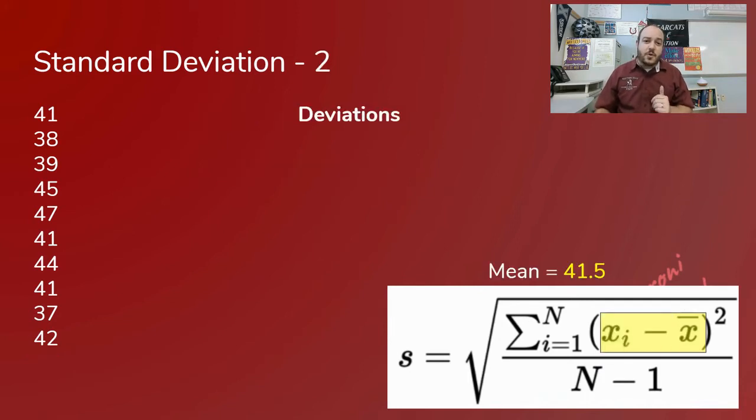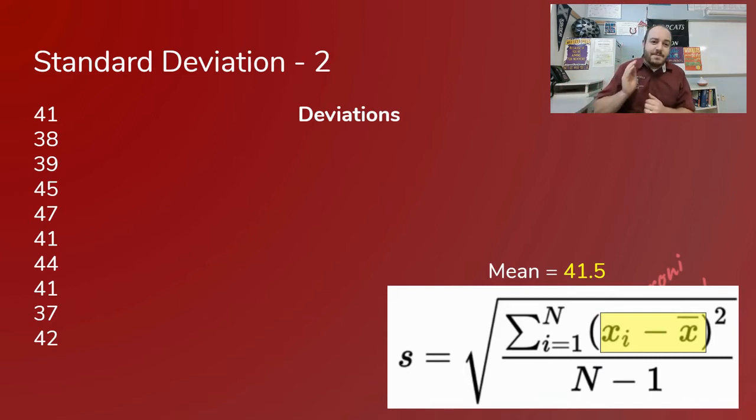Then from there, we're going to go ahead and find our deviations. Now, what is a deviation? A deviation is how far that number is away from the mean. Now, if it's negative, it means it's that far below the mean. If it's positive, it means it's that far above the mean.